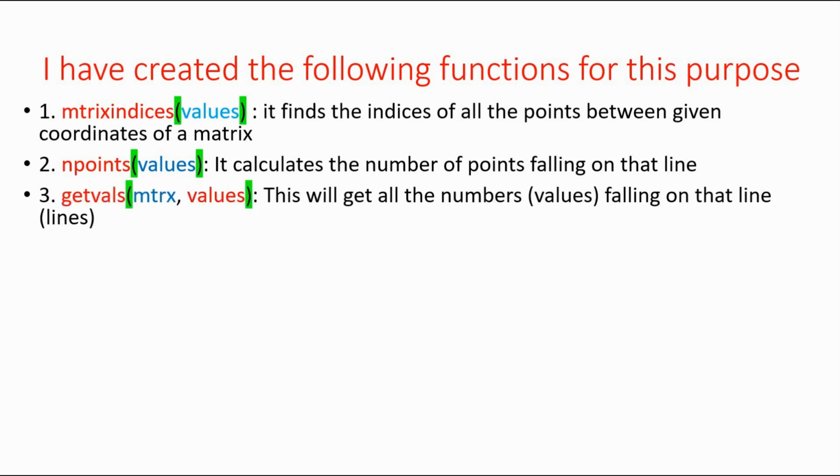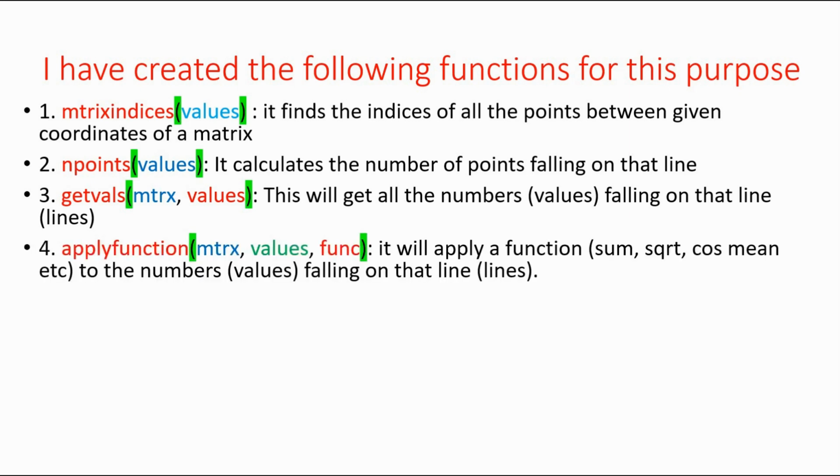GetValues function requires two arguments. One is the name of the matrix, the second is the list of indices. This will get all the numbers or values falling on that line or lines. The fourth function is the apply function. This requires three arguments: the name of the matrix, the list of the indices of the matrix, and the third is the function. It will apply a given function, that is sum, square root, cos, mean, or any other function to the numbers or values falling on those lines.